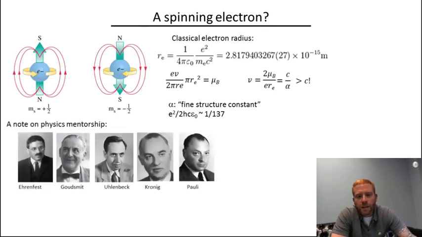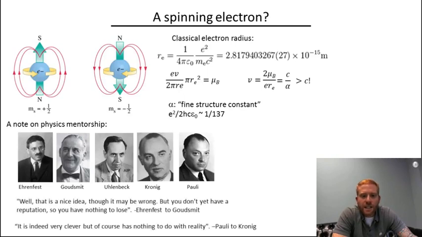This issue played an important role in history. Goudsmit and Uhlenbeck are credited with the correct interpretation of the Stern-Gerlach experiment in 1925 as being due to the intrinsic electron angular momentum, but perhaps only because they were lucky enough to have an open-minded advisor, Ehrenfest, who said, "Well, that's a nice idea, though it may be wrong, but you don't yet have a reputation, so you have nothing to lose." Whereas the same idea had apparently been suggested several years before by Kronig, who was thoroughly discouraged by his mentor Pauli, who said, "It's indeed very clever, but of course has nothing to do with reality."